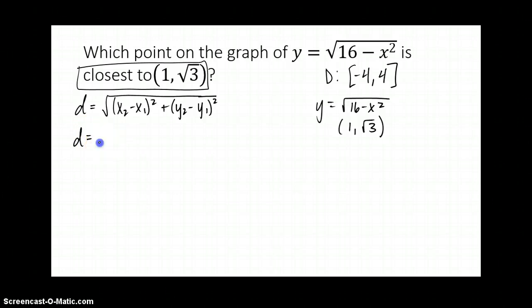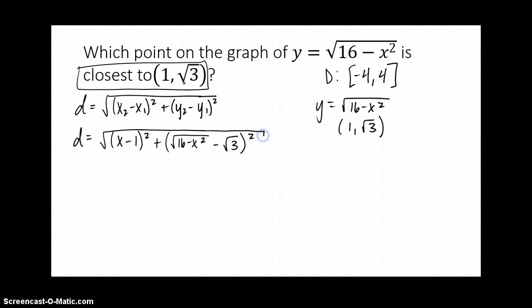So our distance formula, what's the difference in the x's? So I'm looking for the x coordinate of the point closest to this one, -1. Now my y value, I can rewrite y to be in terms of x. So y is equal to the square root of 16 minus x squared. Then I'm going to subtract the y coordinate of the given point.